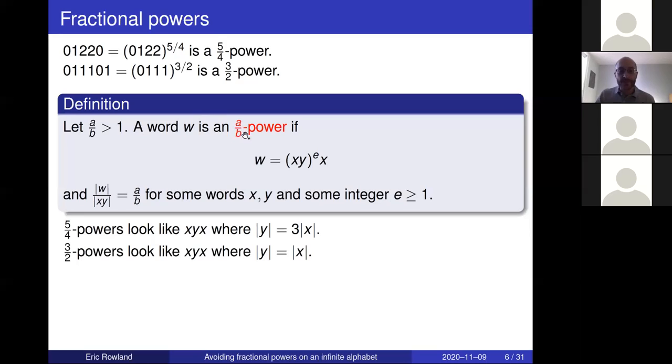So here's the definition. A word is an a over b power if w equals xy raised to some positive integer e followed by x, where x and y are any words. And we want the ratio of the length of xy, its base, to the length of xy, to be a over b.